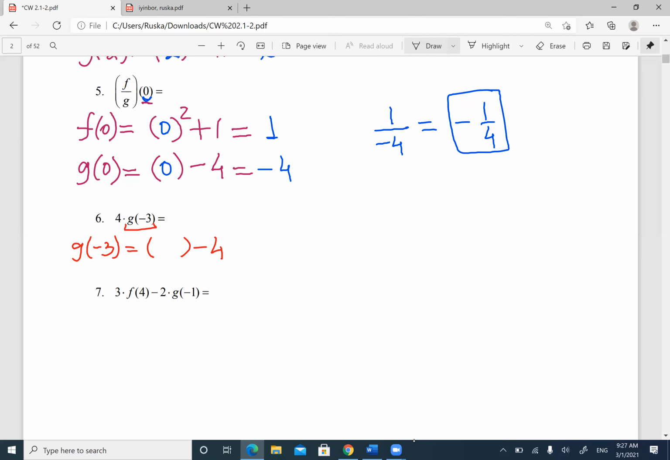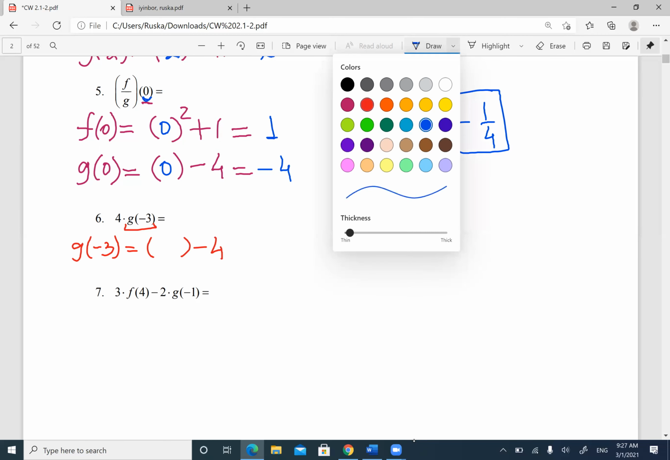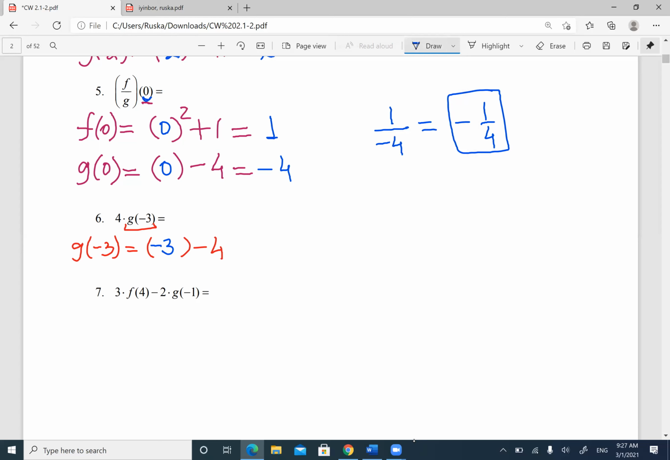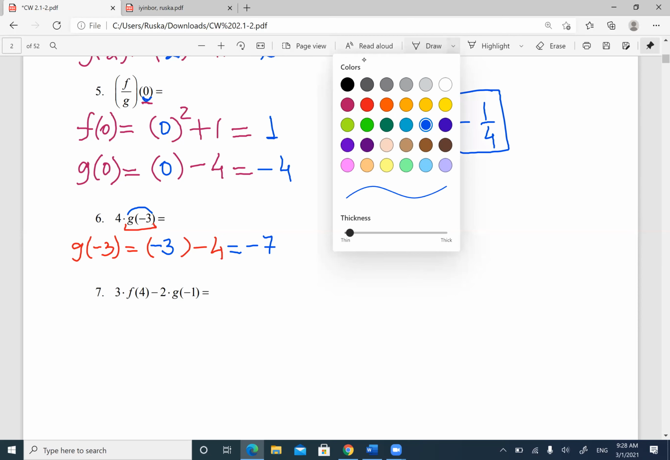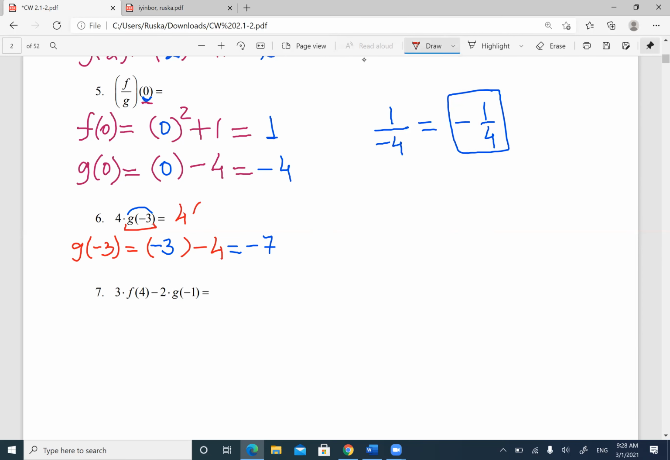I'm going to replace x with negative 3. And that will give me what? Negative 7. And then this negative 7 is going to replace g of negative 3. So I'm going to get 4 times negative 7, which is negative 28. Okay? So my final answer is negative 28. So let's go to the next one.